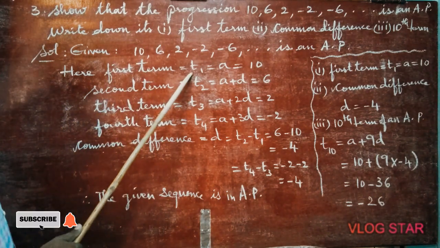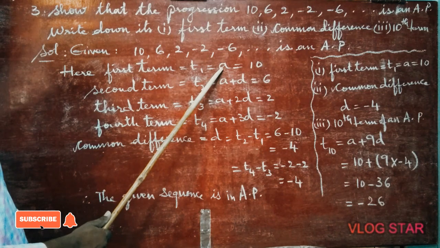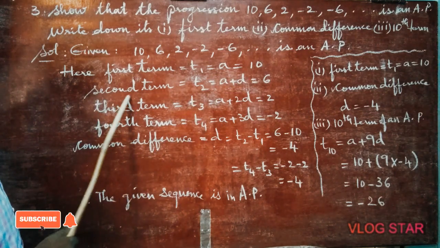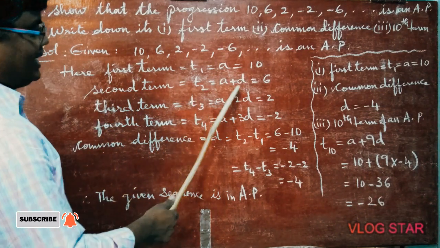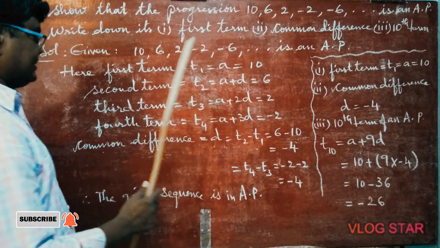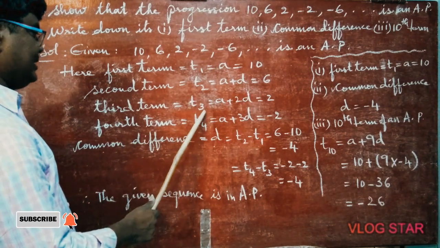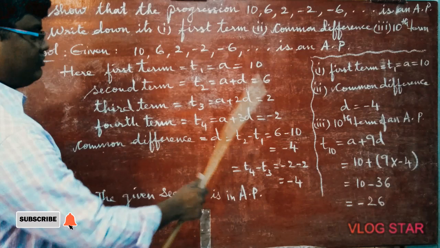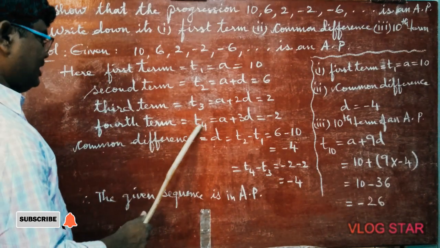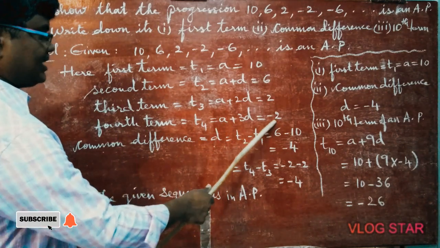Here, first term we represent as T1, A is equal to 10. Second term T2 is equal to A plus D, 6. Third term T3 is equal to A plus 2D is equal to 2. Fourth term T4 is equal to A plus 3D is equal to minus 2, and so on.